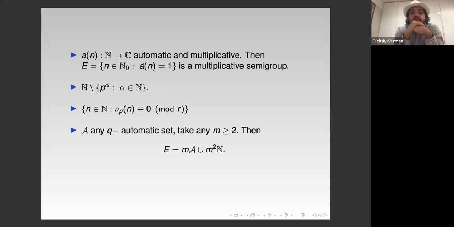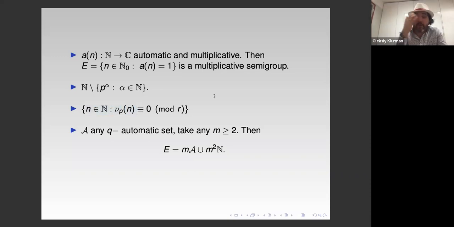Another example would be if I take all n and I remove the powers of one prime. Well, the fact that this is closed under multiplication is pretty easy. The fact that this is automatic is also pretty easy. You can imagine that the automaton is a simple device, and it can easily check whether you are of the form p to the alpha or not just by reading digits. You just read the leftmost digit. So this is clearly automatic. You can easily cook up the automaton. So basically n minus some geometric progression is an example of a multiplicative semigroup which is automatic.